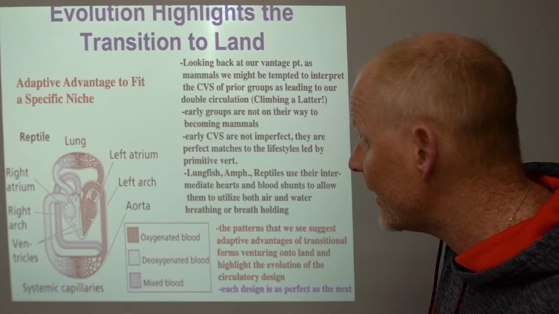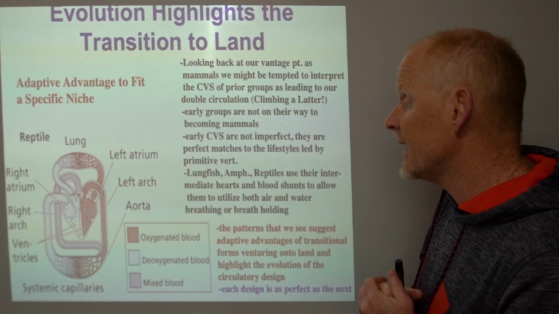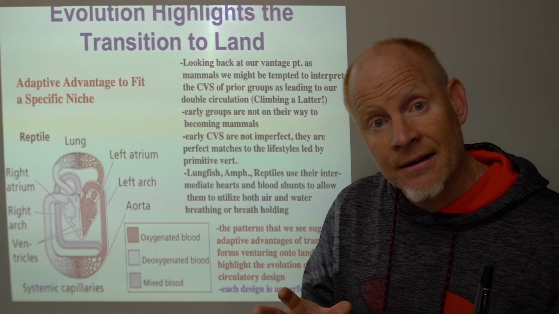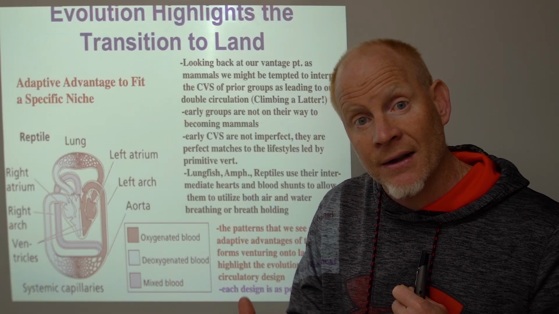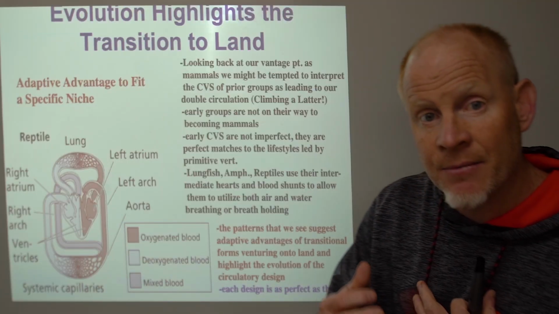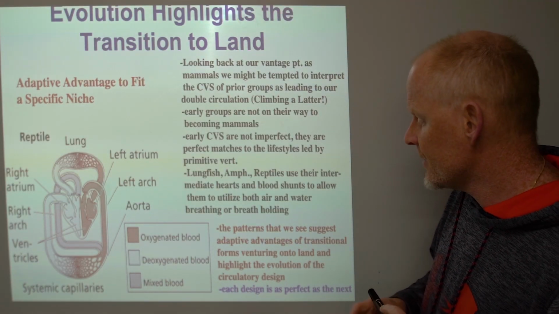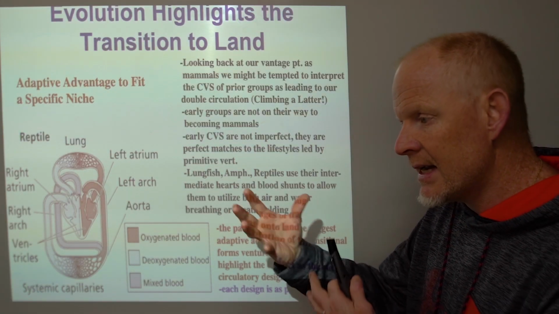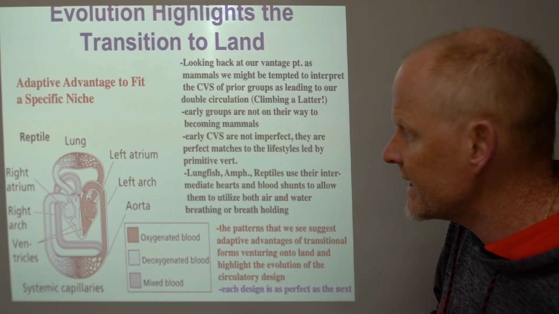I'll explain how that works and show you some examples in the different intermediate groups here. That design, being able to shunt blood from the lungs when they hold their breath underwater, allows them to stay underwater for a much longer period of time, and in some cases even breathe effectively underwater. So each design, the intermediate design, the ancestral design, and the derived design, are all perfect fits for the niches that these animals occupy.